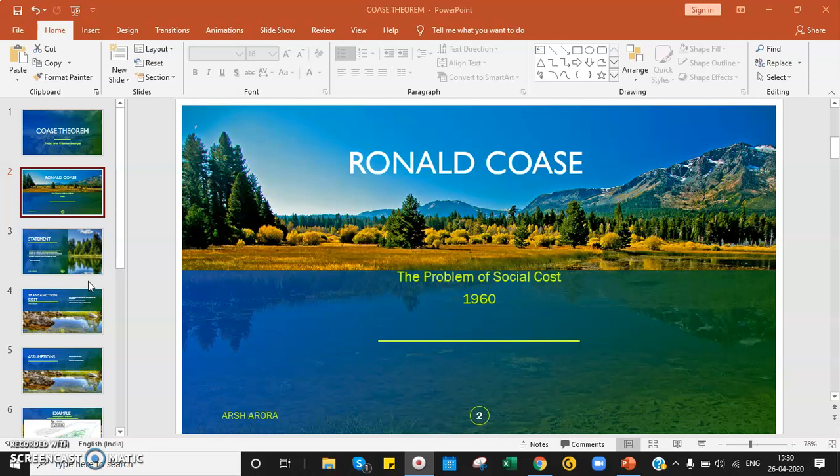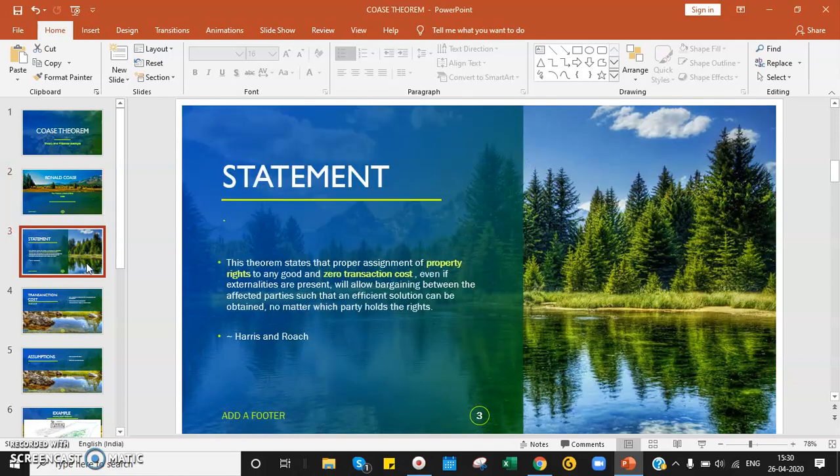If I were to give you a statement of Coase theorem, it would be this way. The Coase theorem states that if the property rights are well assigned and well defined and there are no transaction costs in existence, the negotiation and bargaining between the parties will lead to an efficient solution, and the efficient solution will be the same irrespective of to whom the property rights are assigned.